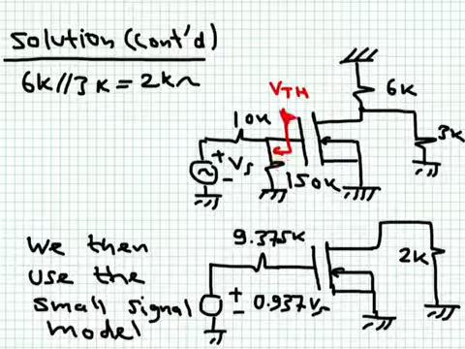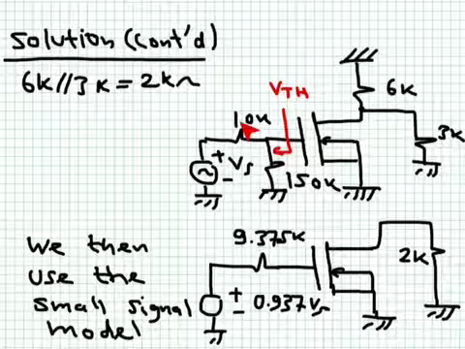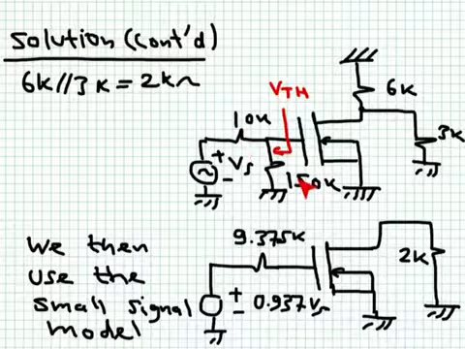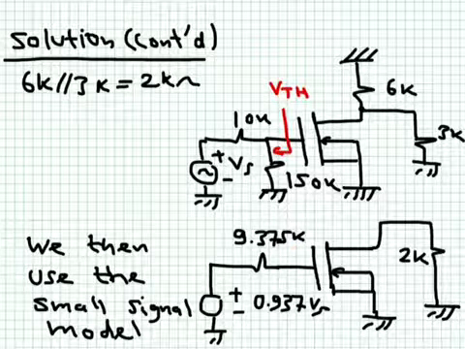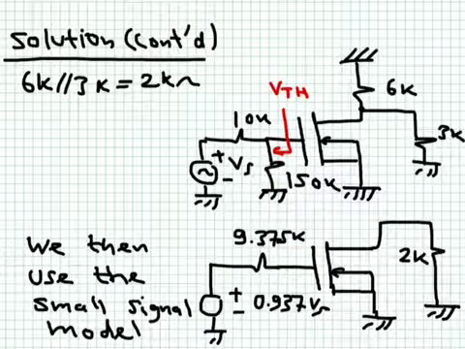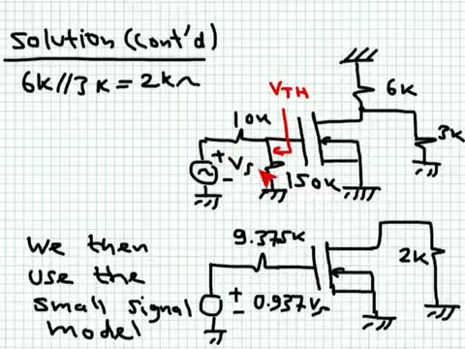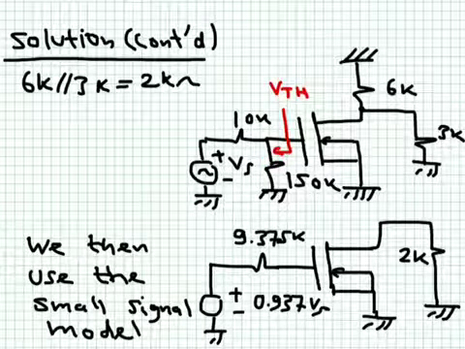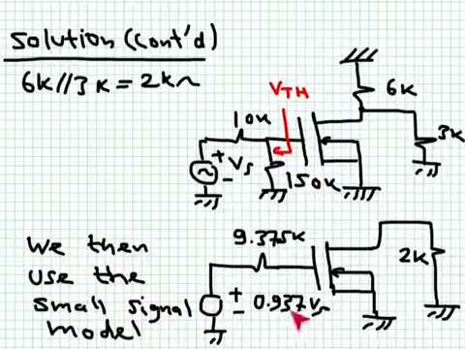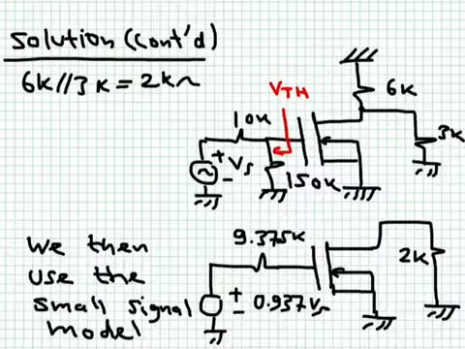We replace everything connected to the gate by its Thevenin equivalent. We have here 10K in parallel with 150K. This will give you 9.3375 kilo ohm. And because this 150K is way higher than 10K, most of the source voltage will appear across this one here. If you make your calculation, you will realize that 93% or 0.937 Vs is the value of the Thevenin voltage looking into this circuit.